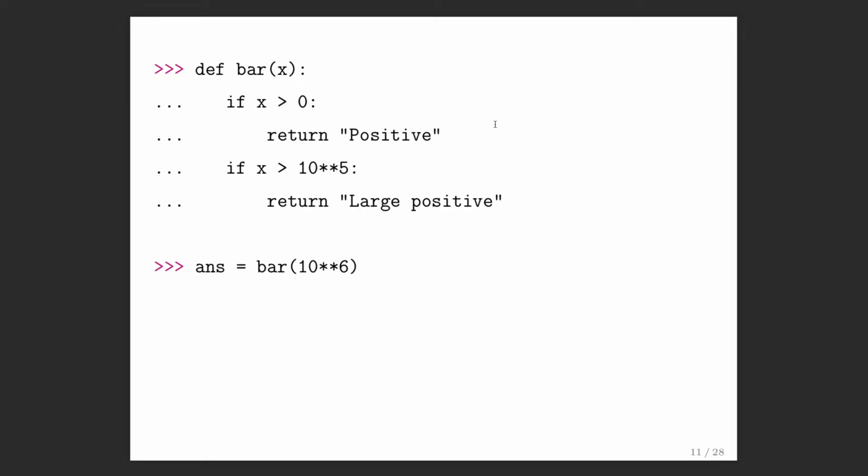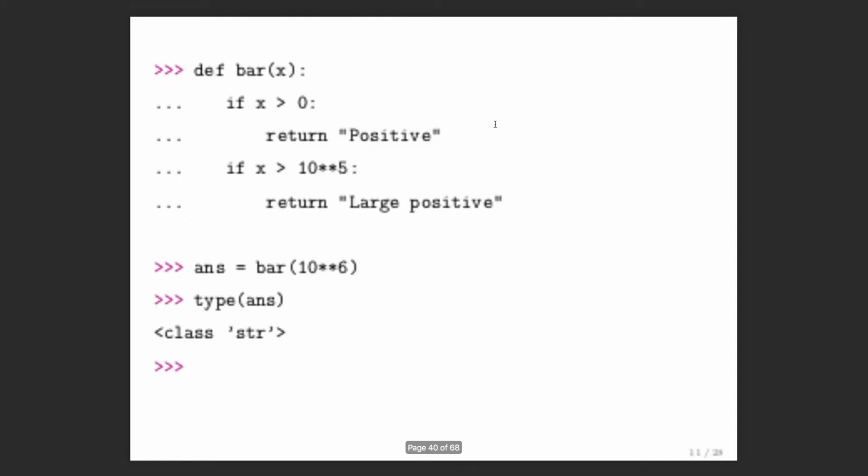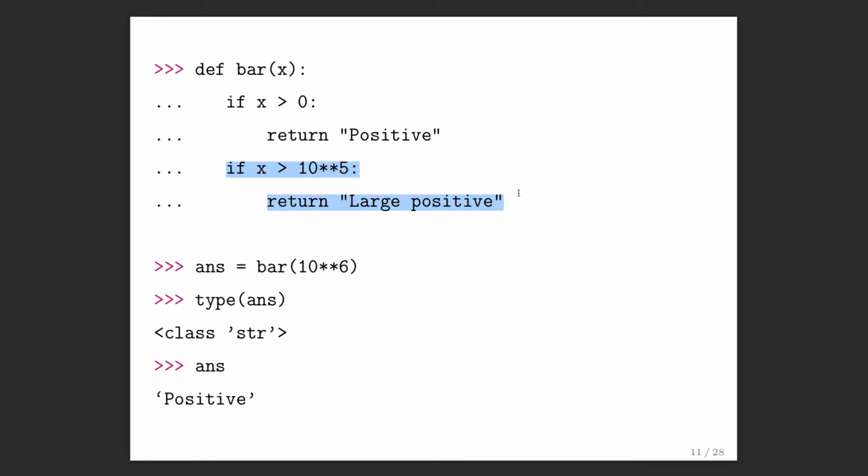The string positive is returned, right? So nothing gets printed, right? And the type of answer is string, and answer is in fact set to positive, right? So in foo, the if statement was printing something. In bar, a string is being returned to the user, right? That's much different. Also notice that as soon as we hit this return, we left the function, right? This never got an opportunity to execute. Because remember, as soon as a return executes, we leave the function entirely.